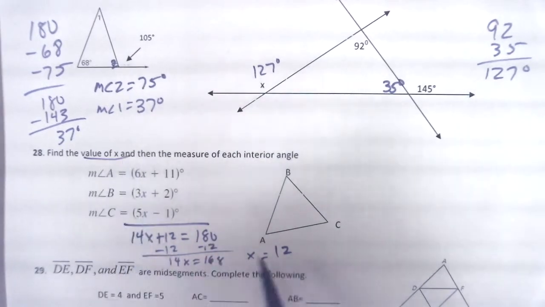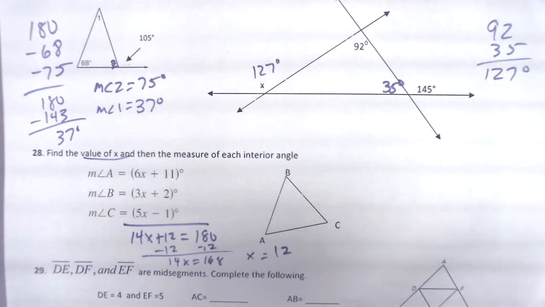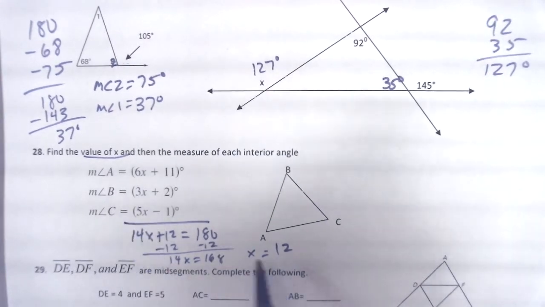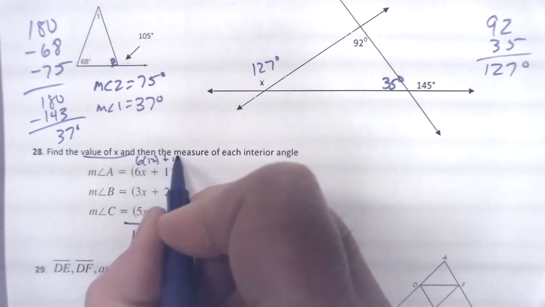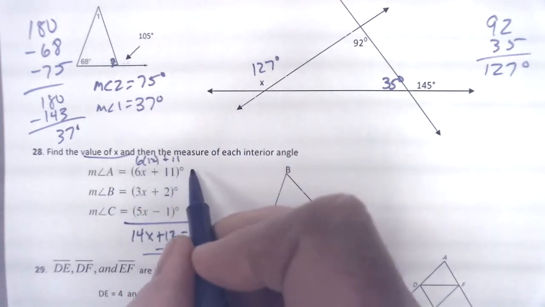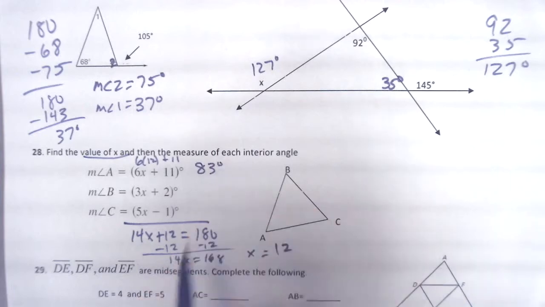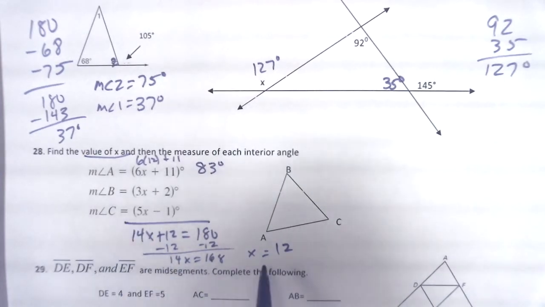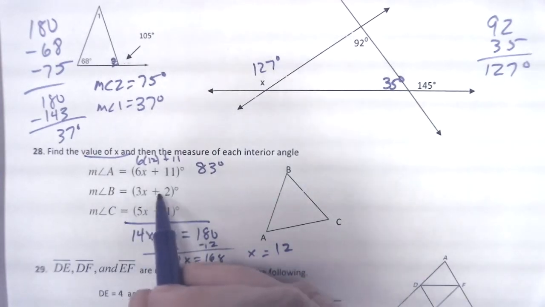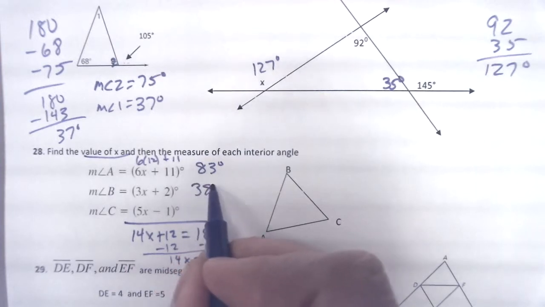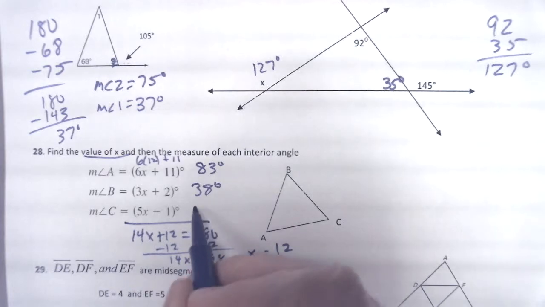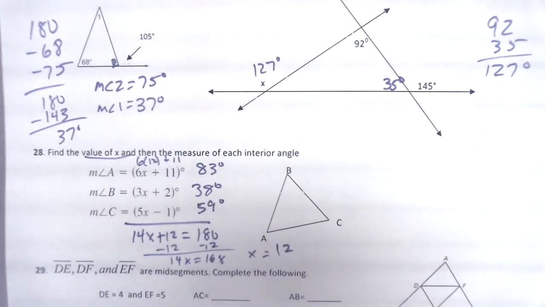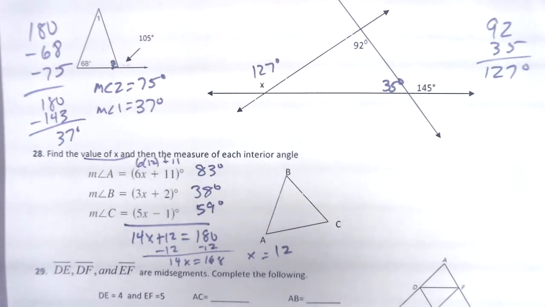So we found our x. We have to put 12 back in to get each of the angles. So 6 times 12 plus 11 gives me 72 plus 11 gives me 83 degrees. 3 times 12 is 36. 36 plus 2 is 38 degrees. And 5 times 12 is 60, minus 1 is 59. If we've done this correct, that will add up to 180. And it does.